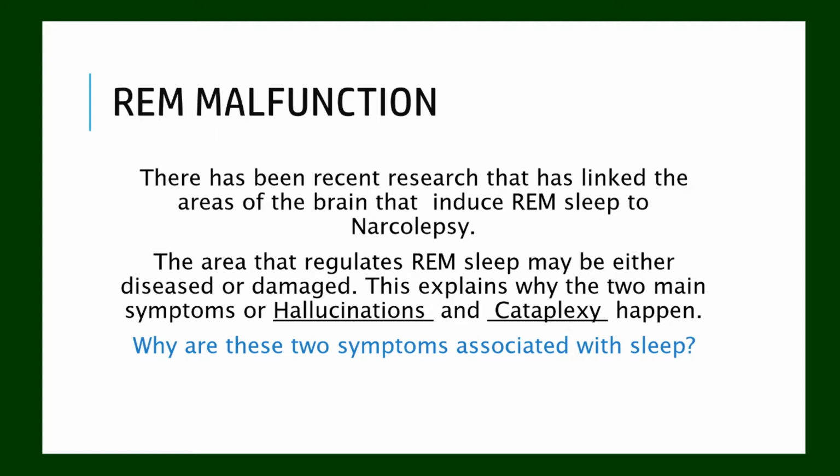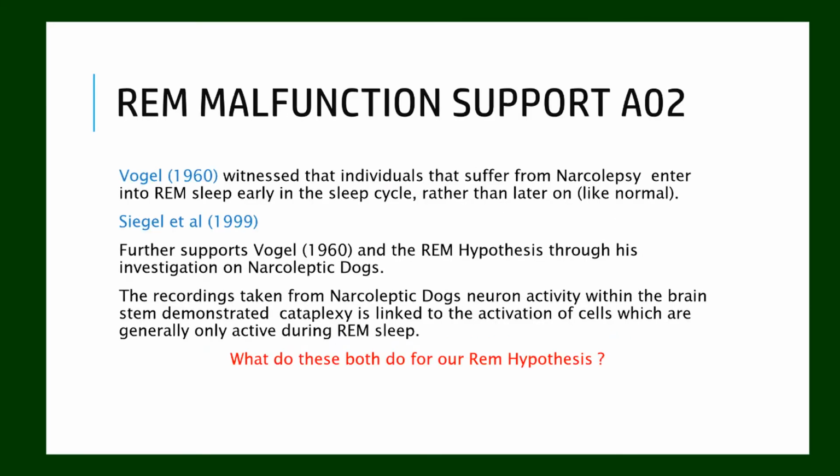Now, we're going to look at some evidence for the REM malfunction. Vogel in 1960 witnessed that individuals that suffer from narcolepsy enter into REM sleep earlier in the sleep cycle rather than later on like normal. This could be evidence to support that the areas of the brain that control REM activity are diseased or damaged, and because of that, they are encouraging or forcing the individual to enter into REM sleep earlier in the cycle. So this would be good evidence to support the REM malfunction hypothesis.